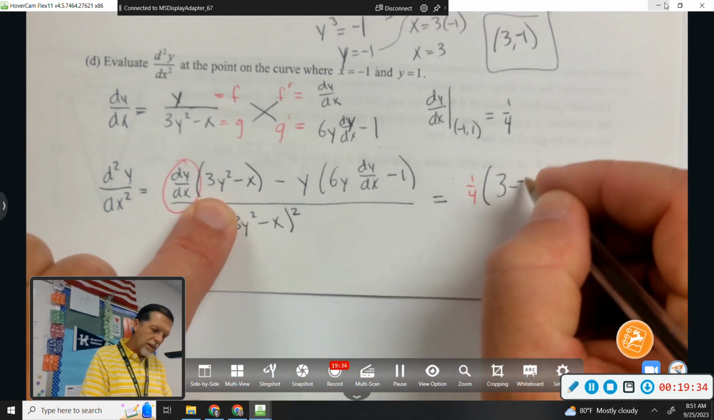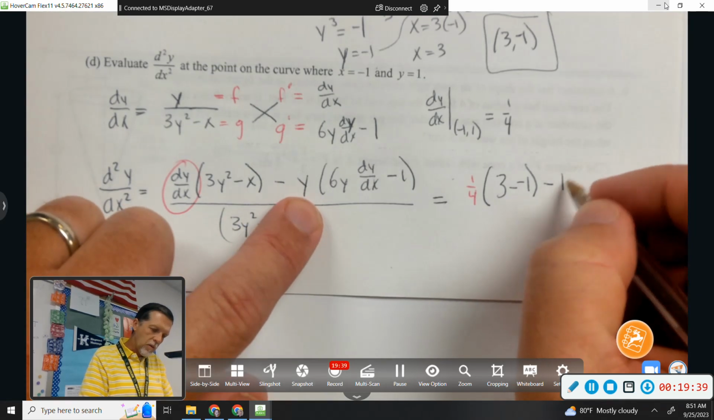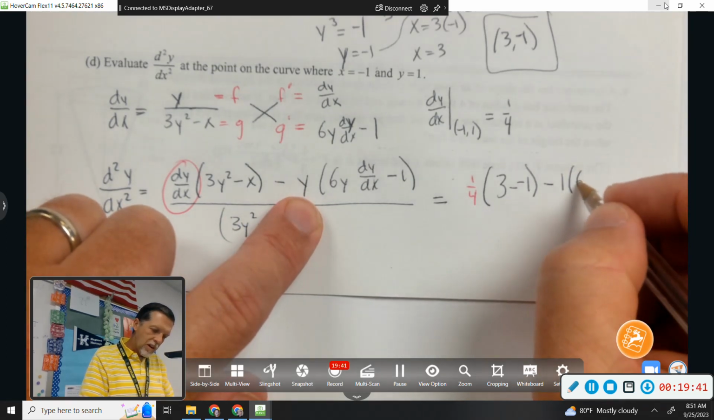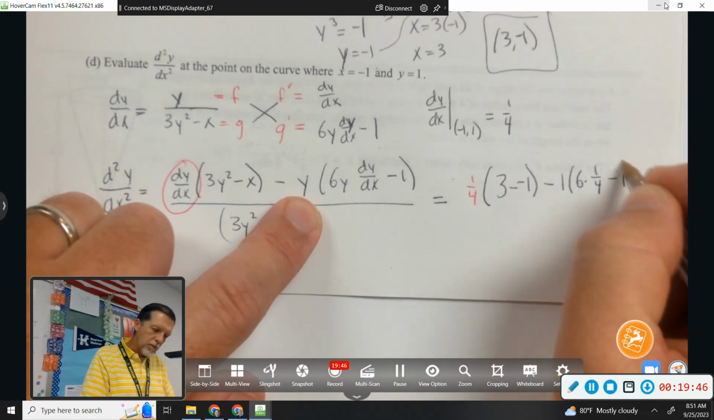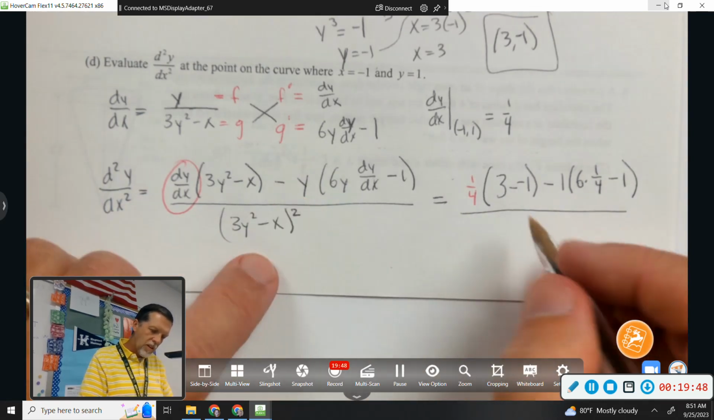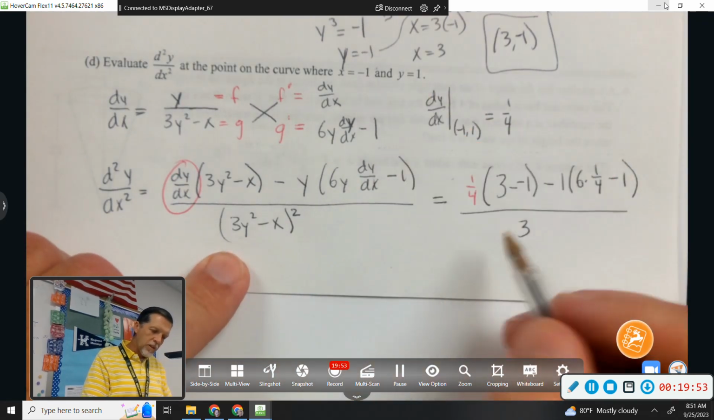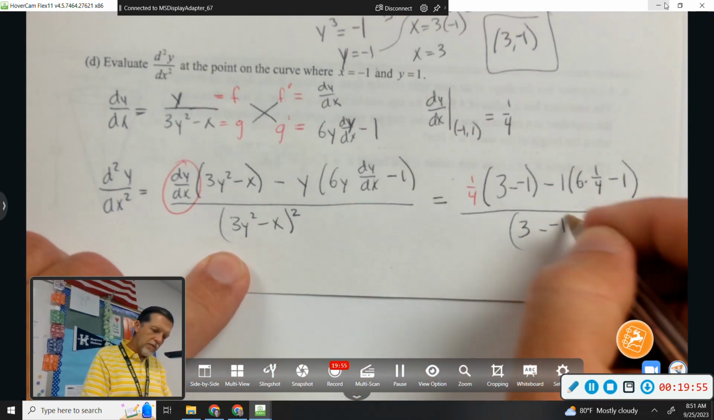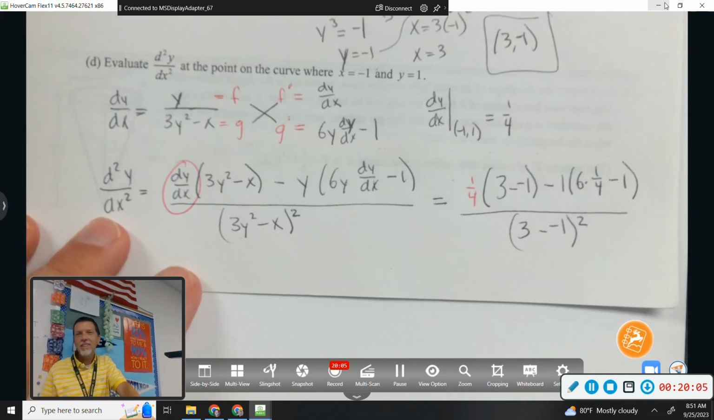3 minus negative 1, minus 1, times 6 times 1 times 1/4 minus 1, all over 3 times 1 squared is 3, minus negative 1 squared. Is that a safe stop? Yeah, it's calculator ready. Nothing but ugly algebra left. So we're good with that.